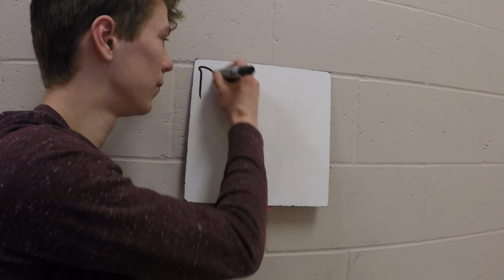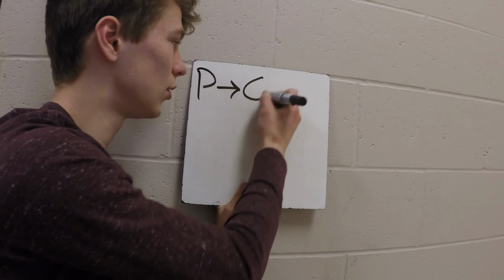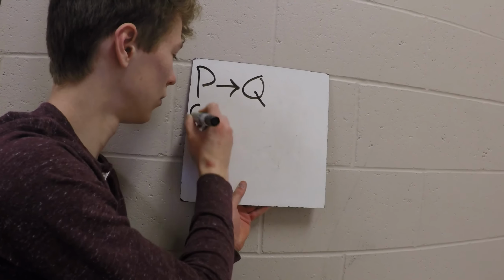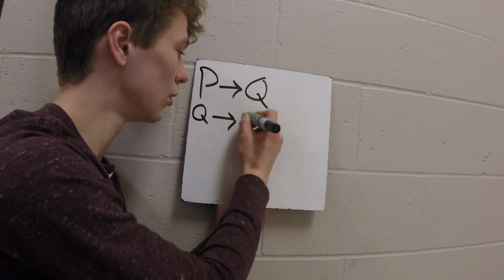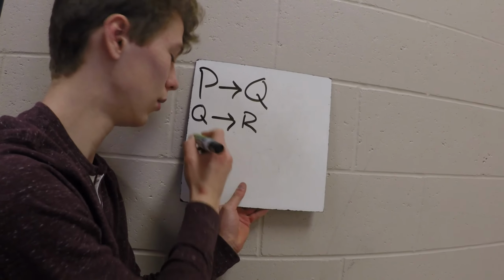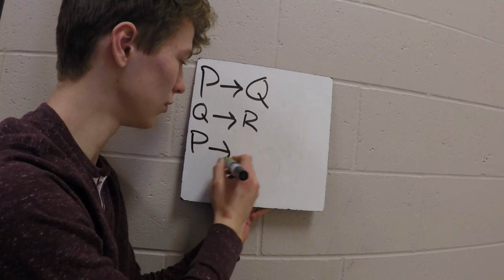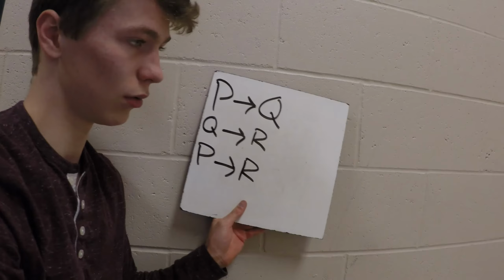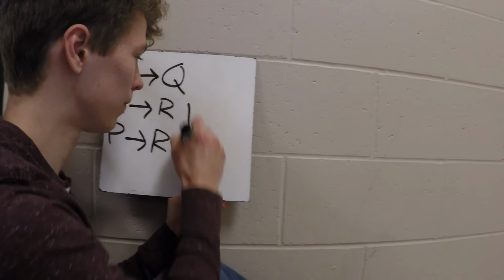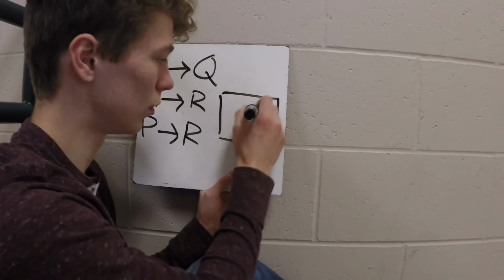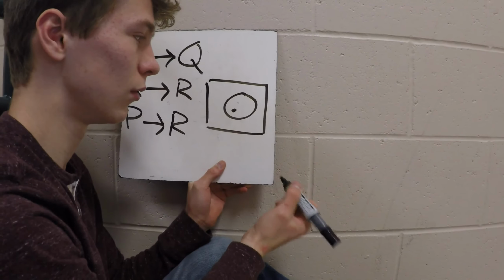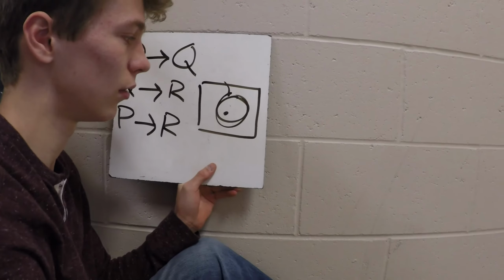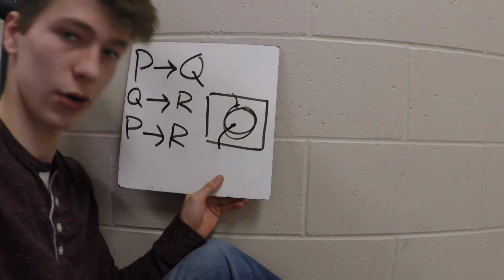So if P equals Q and Q equals R, then P equals R. An example of that would be, if I'm in the circle and the circle is in a square, then that means I'm in the square.